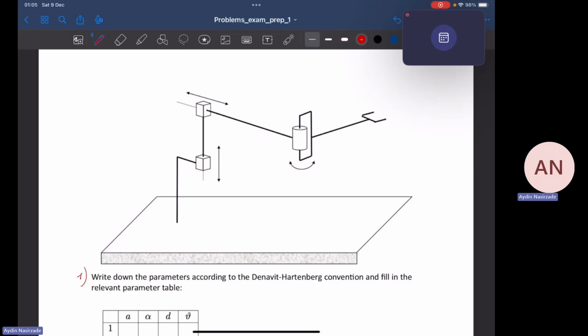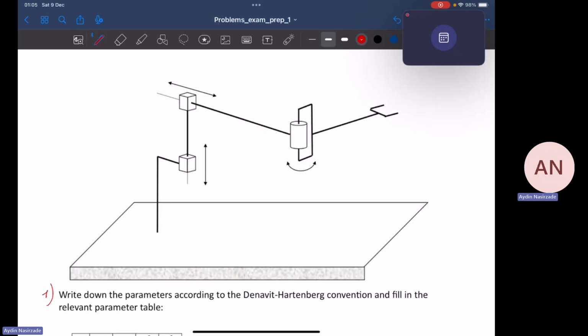We know the frame assignment, right? We know how the X, Y, Z axes should be assigned to each joint. We have to start with the base frame. In our problems we usually take the base frame and the 0th frame as the same. Some literatures separate them, but for convenience, we usually take them together. So let's say my base frame is going to be right here, on this surface, in this particular point. This is the origin of the frame 0.